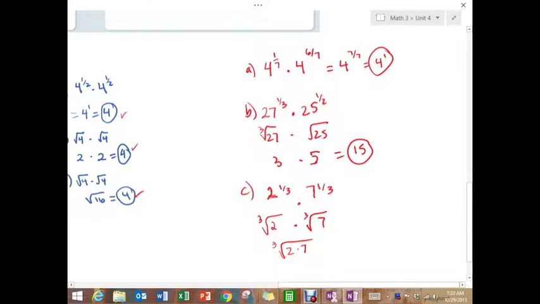2 times 7 is the cube root of 14. And so each one of those methods has a place where it's really convenient and helpful. And really being master of all those methods means you can always pick the easiest way. You don't have to be stuck with a really difficult way.